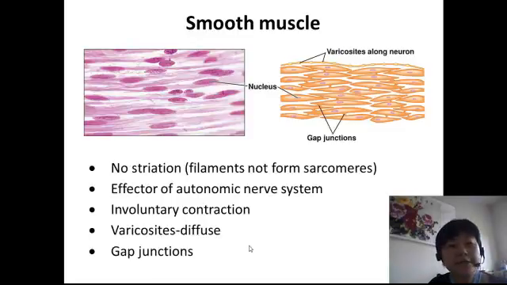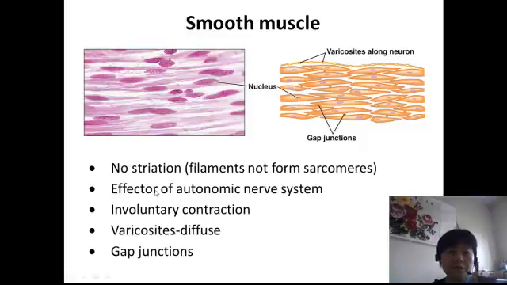Now, let's look at smooth muscle. On the left side, again, it is a histology picture under a light microscope. On the right side, it's a diagram illustrating the structure. You can see that in smooth muscle there is no striation, so the filaments are not very regularly arranged to form any sarcomeres. It's quite random compared to heart muscle and skeletal muscle.